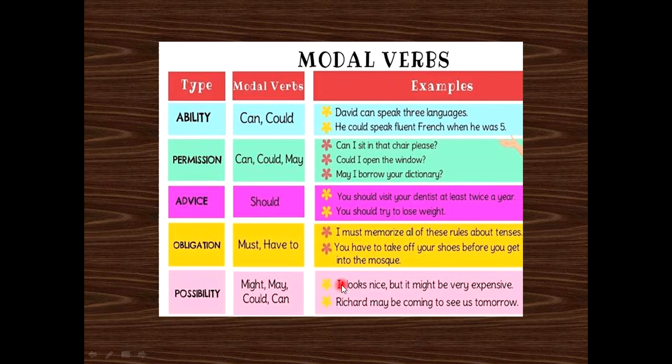If there is a possibility of something, for example, Richard may be coming to see us tomorrow. We are just expecting that Richard might come to see us tomorrow. We are just predicting that he might. So for that we can use might, we can use may. These are the possibilities.